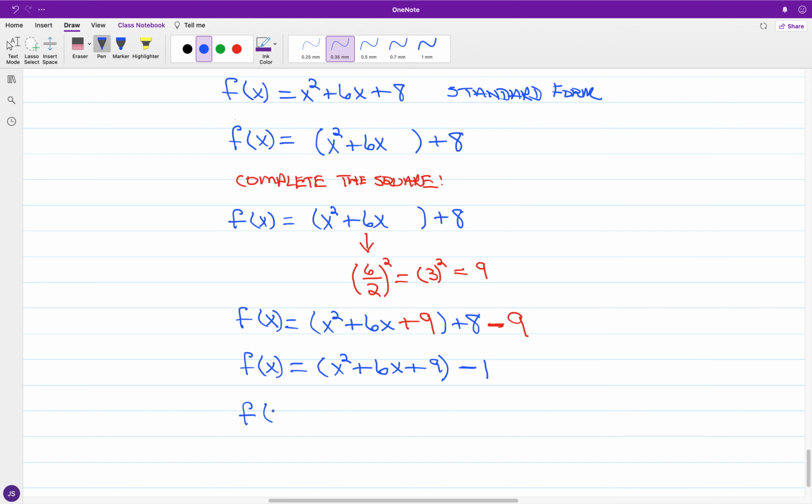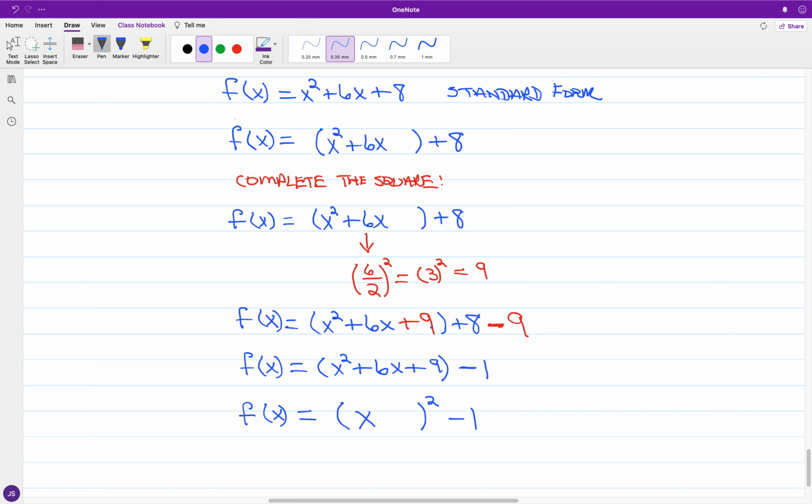Now x squared plus 6x plus 9, that is going to be a squared trinomial. And the k value is already going to be at negative 1. Now for the x minus h part, for x squared plus 6x plus 9, x squared is already going to be the square of x.